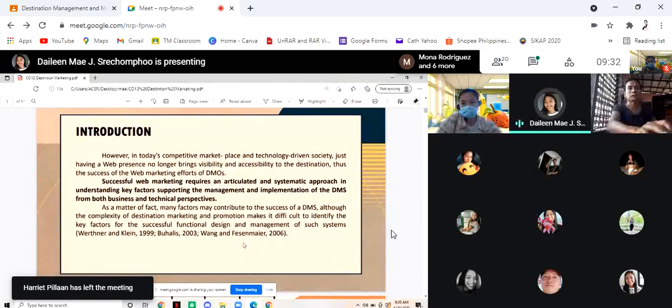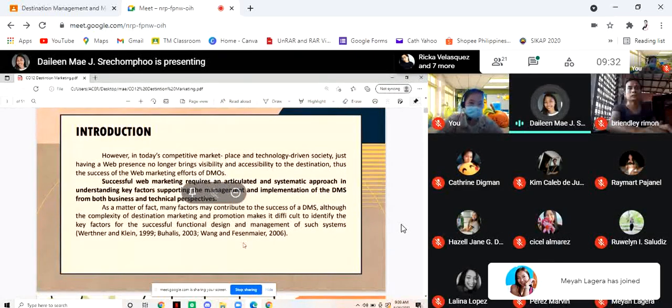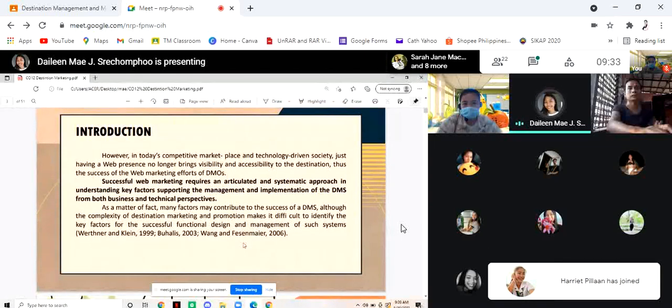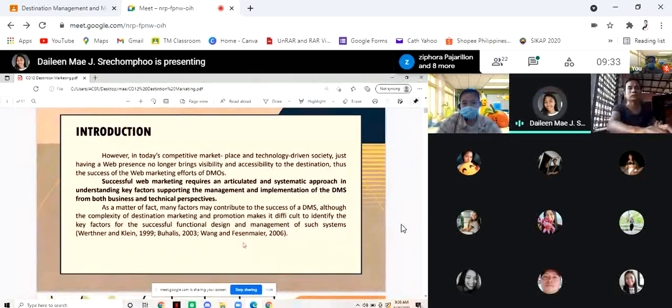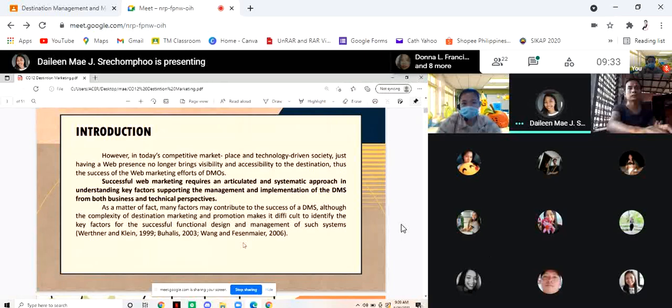As a matter of fact, many factors may contribute to the success of a DMS, although the complexity of destination marketing and promotion makes it difficult to identify the key factors for successful functional design and management of systems. So, marami daw factors na nagko-contribute dun sa success ng paggamit ng DMS, although napakaraming bagay na maaaring makaapekto dun sa pag-market at pag-promote ng destination, kailangan pa rin nating isipin na yung mga factors na yon ay importante para sa successful functional design ng DMS.